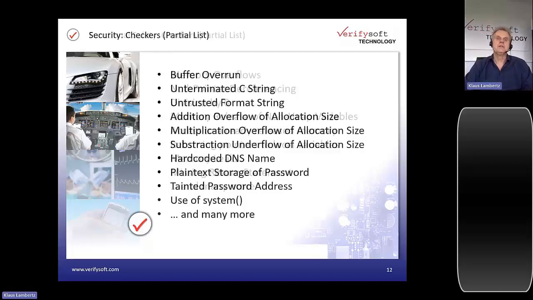Some examples, and for security also a couple of checks here. You see buffer overrun and so on, and many more depending on the tool. This is something you should check during evaluation, what the tool is providing, before purchasing a tool.